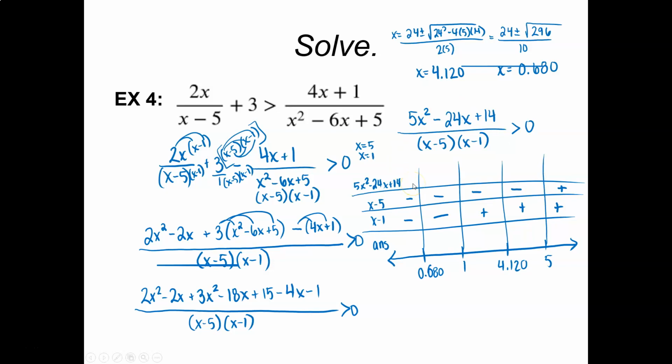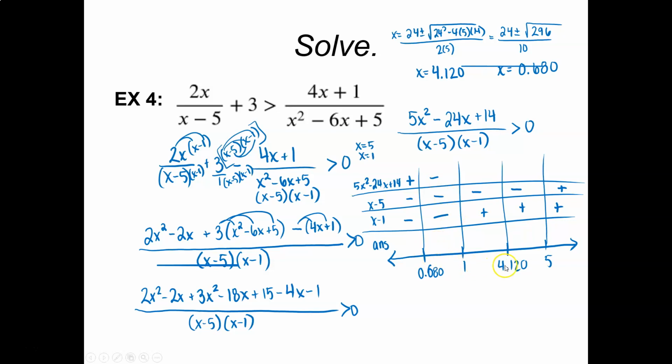This one, I feel less certain of what's going to happen here, so we're going to have to actually plug in some numbers. If I plugged in 0, that's the number below 0.680, what would I get? 14, so that'd be positive. A number between 0.680 and 1, we might try 0.75. So if we do 5 times 0.75 squared minus 24 times 0.75 plus 14, I'm getting negative 1.1875, so that's negative.